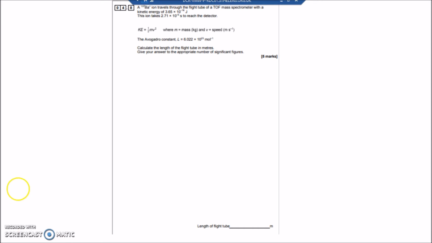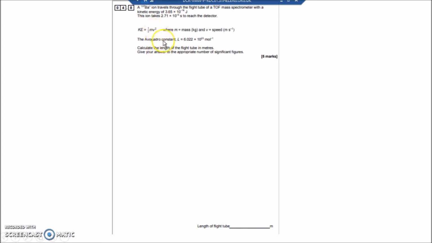You've got Avogadro's constant, so you're obviously going to use that to work out the mass of one particle. So what have we got? We're given the kinetic energy. 3.65 times 10 to the minus 16 equals half m. m is the mass of a particle. Well, 137 for barium is the mass of 1 mole. If I divide the 137 by Avogadro's constant, I'll find out the mass of one particle. That'll be in grams. I'll have to get into kilograms, so I'm going to have to divide by 1000 because that m there is the mass of one particle in kilograms, and then that'll give me v squared.